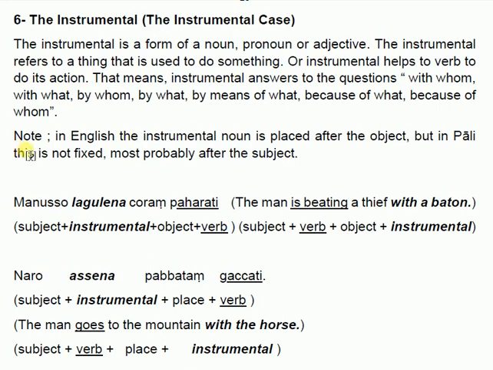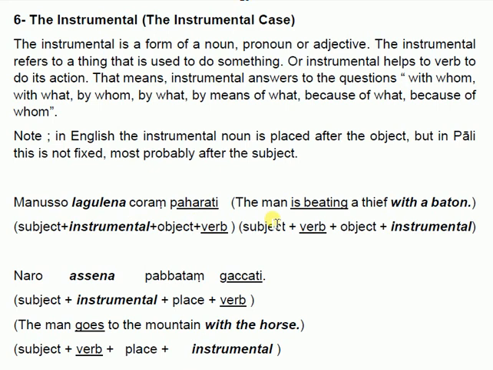Here, note. In English, the instrumental noun is placed after the object. But in Pali, this is not fixed, most probably after the subject. Let's go to the example, then you can understand what it says here. You can see, manusso lagulena chorang paharati.